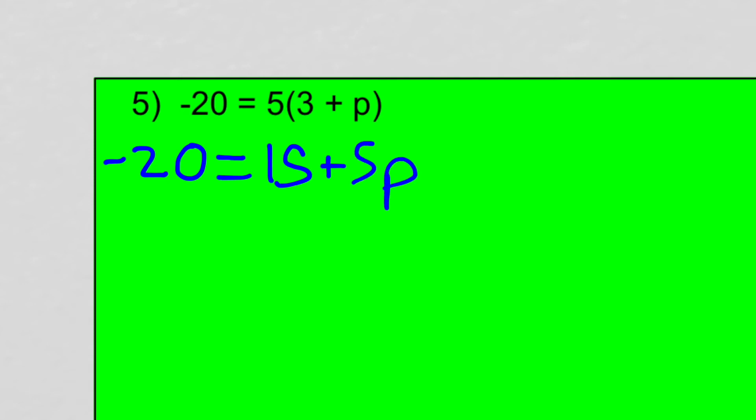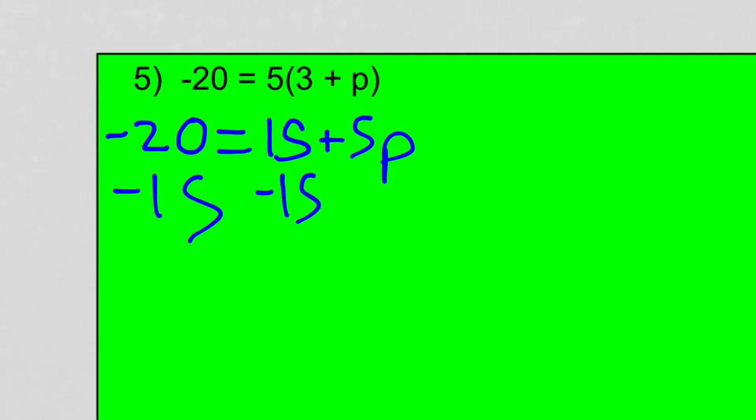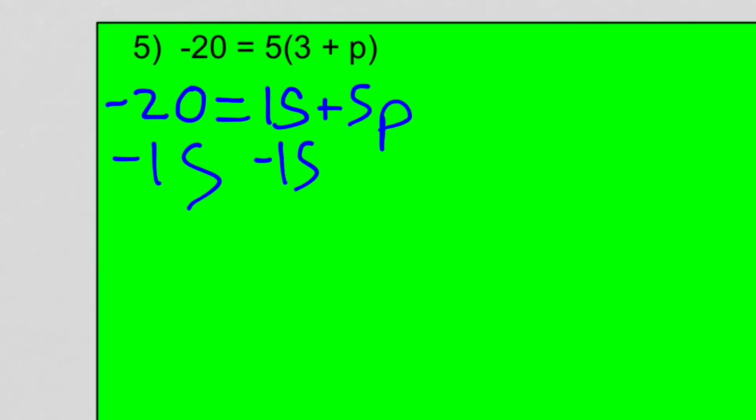And now this is a two-step equation like we've done in the past. I have multiply by 5, but I have a plus 15. I'm going to do the opposite of that, which is minus 15 and minus 15. Notice how I keep everything on the same side. The 20 and the negative 15 will stay on that side. All the work here will stay on this side of the equal sign. That's negative 35. This goes away, and I'm left with plus 5p, or just 5p.